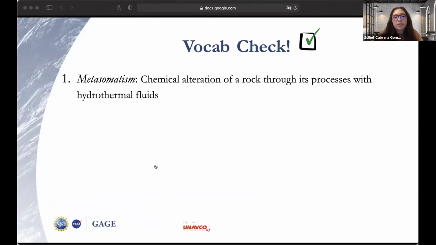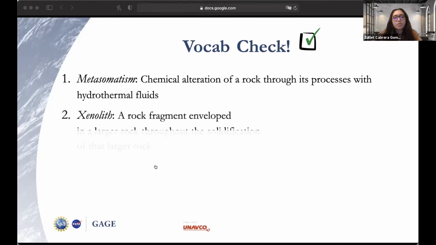Metasomatism is the chemical alteration of a rock through its processes with hydrothermal fluids. This just refers to the change in a rock's chemistry with the addition of water to the mix. A xenolith is a rock fragment enveloped in a larger rock throughout the solidification of that larger rock.